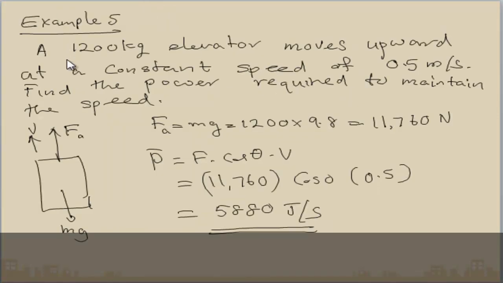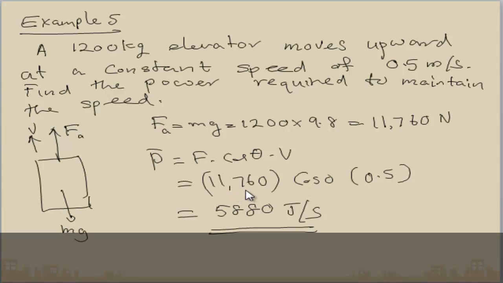This is an example. A 1200 kilogram elevator moves upward at a constant speed of 0.5 meters per second. Find the power required to maintain the speed. So in this situation, the elevator is moving at a constant speed. So the applied force is the same as the weight. So that's equal to 1200 times 9.8, 11,760 newtons. The angle is 0 because the velocity is upward and the force is upward.